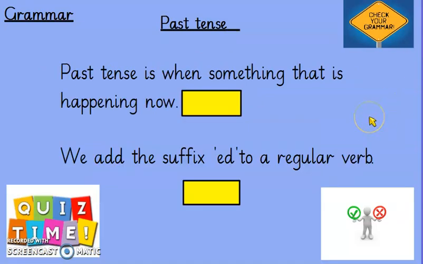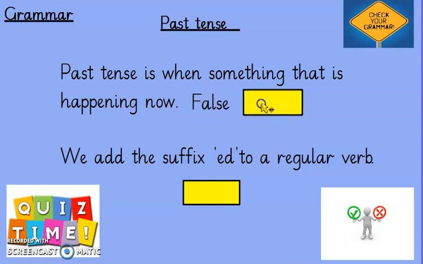Okay, I've got a little quiz for you. So, true and false. So I'm going to read out those sentences, see if you can tell your grown-up if it's a true or a false. Past tense is when something that is happening now. Quickly discuss this with your grown-up before I reveal the answer. Are you ready? It is indeed false. Past tense is something that's already happened. So it's not happening now, it's something that's happened already, so it's false.